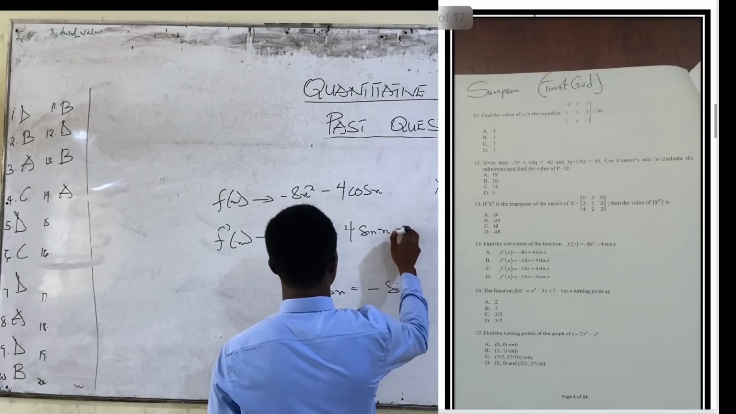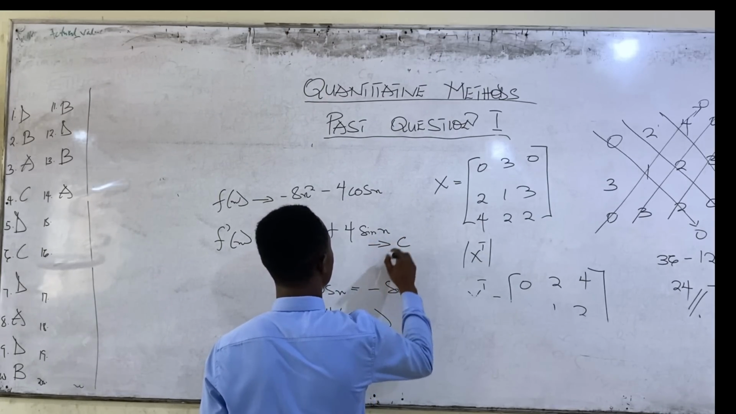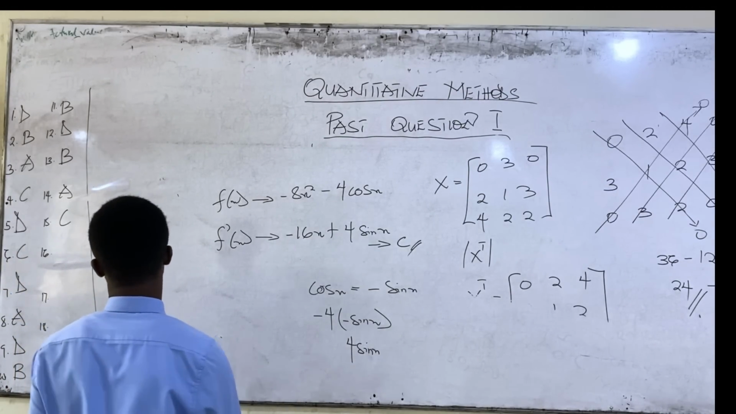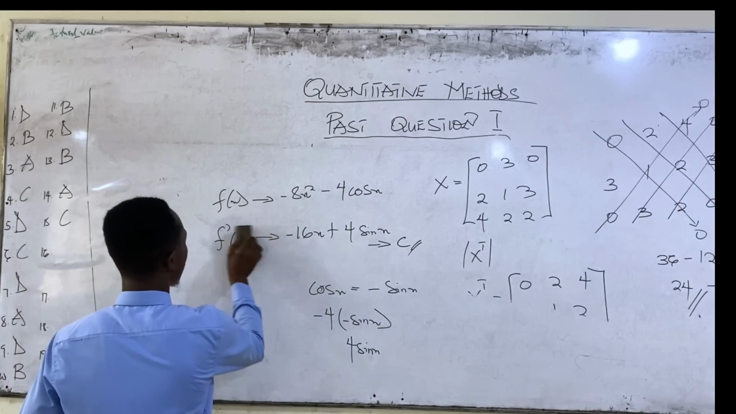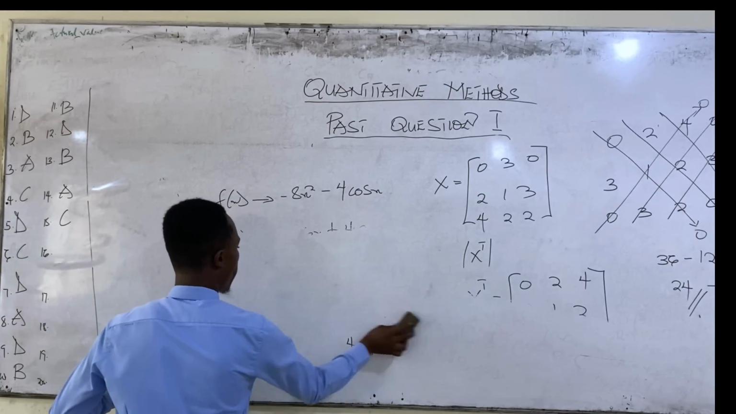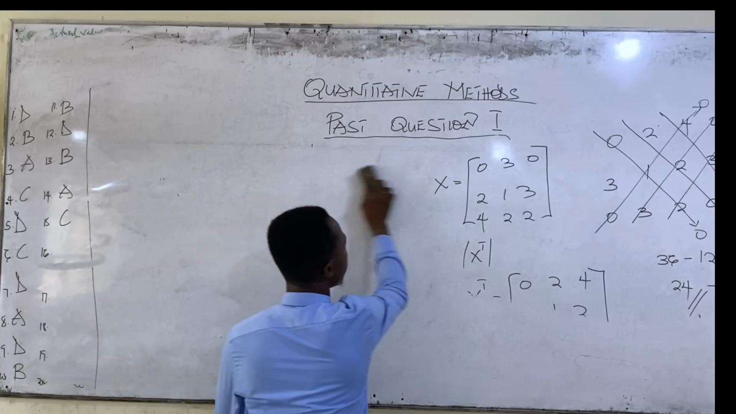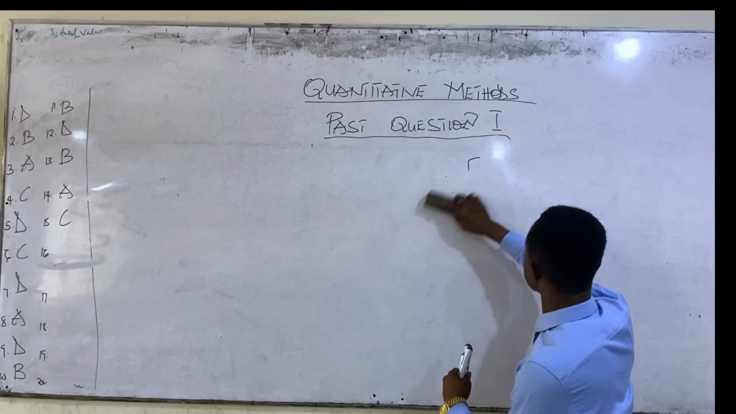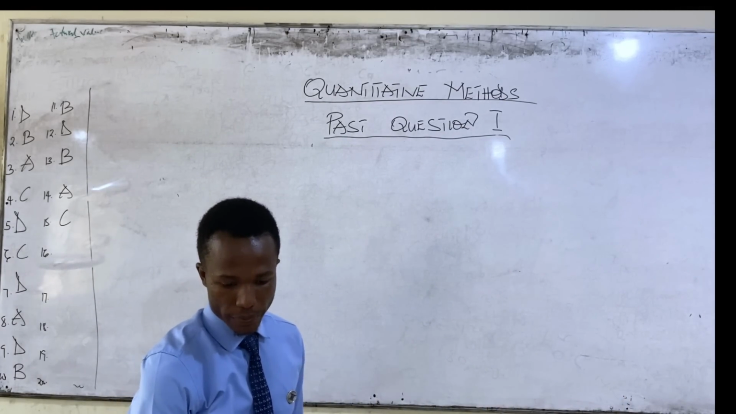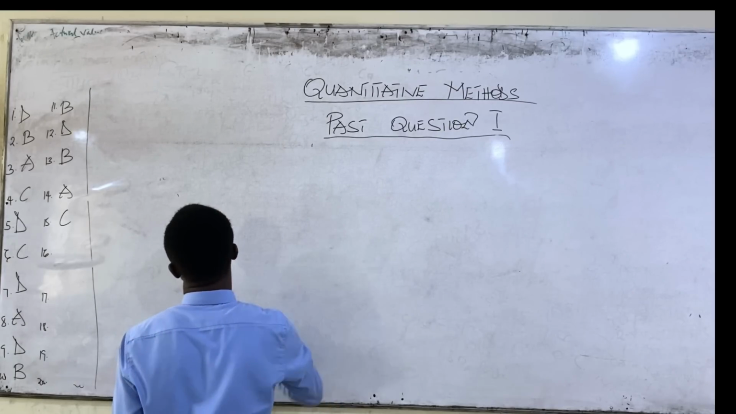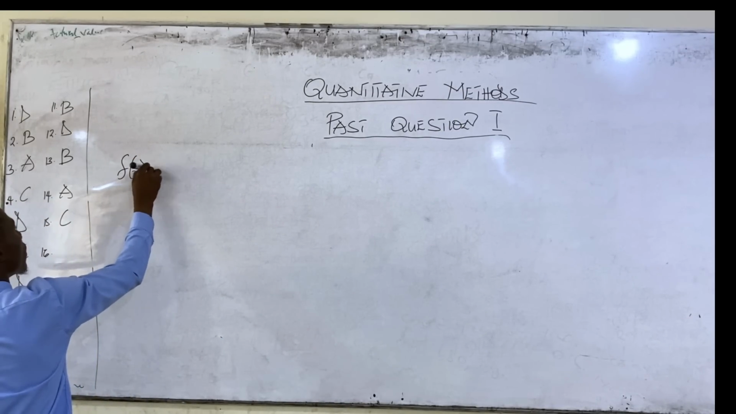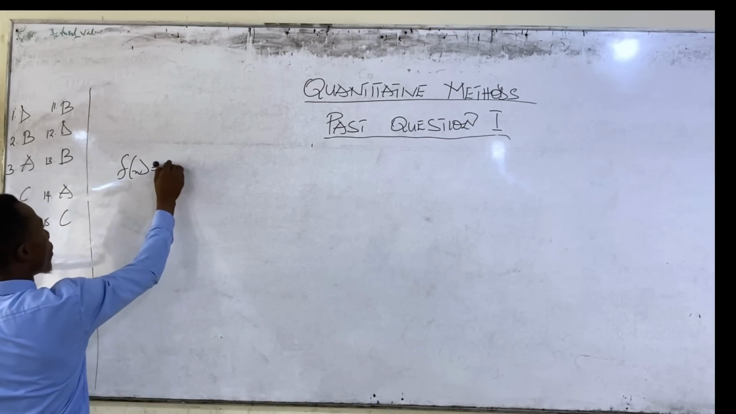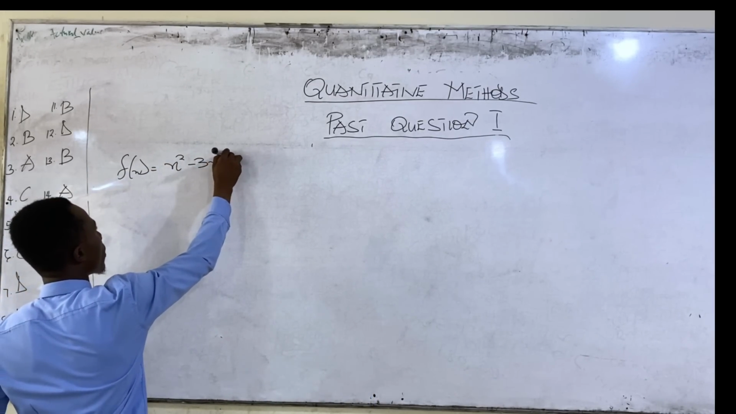This is option C. Okay. So we have option C here. Then we move on to question number 16. Sorry, question number 16. So the function f of x is equal to x squared minus 3x plus 7. So x squared minus 3x plus what? 7, right?